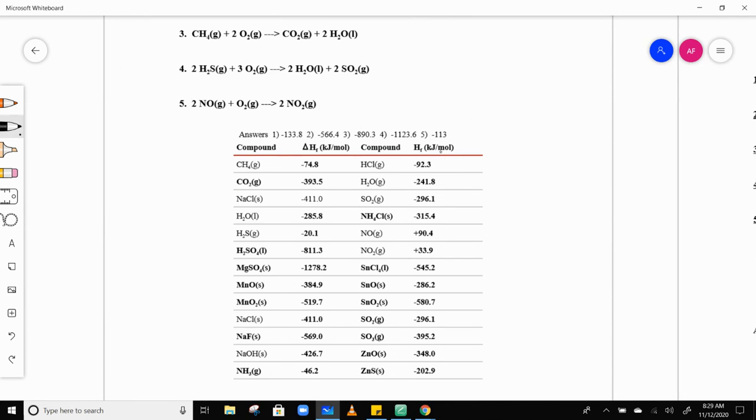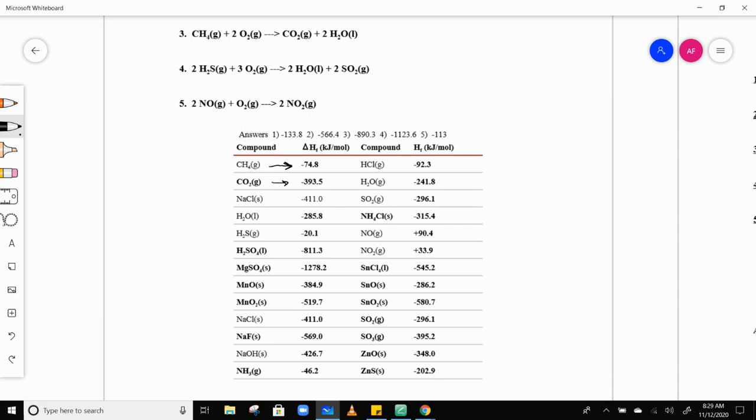CH4 gas has a delta H of formation of negative 74.8 kilojoules per mole. CO2 gas is negative 393.5 kilojoules per mole. Now you do have to be careful, because the state of matter does matter, because as we know, it takes energy to heat something up or cool it down, or turn it into a liquid or a gas.